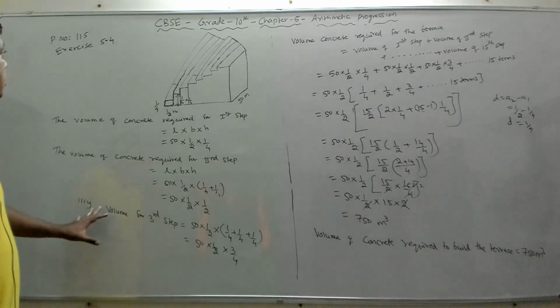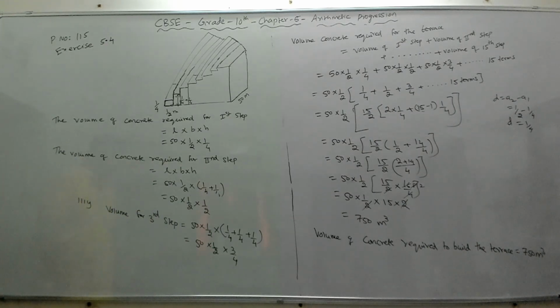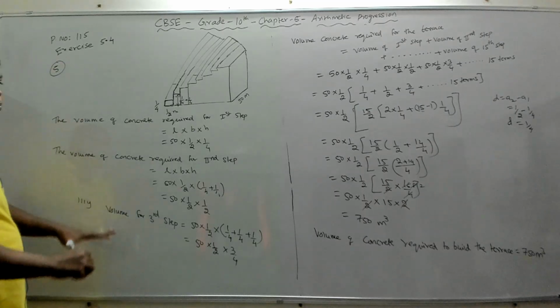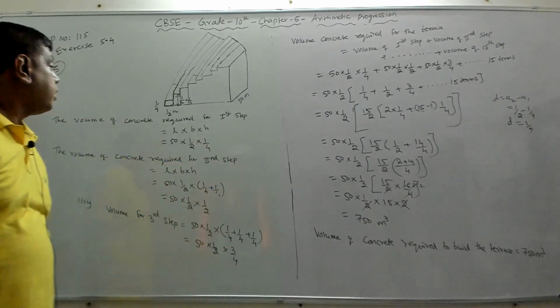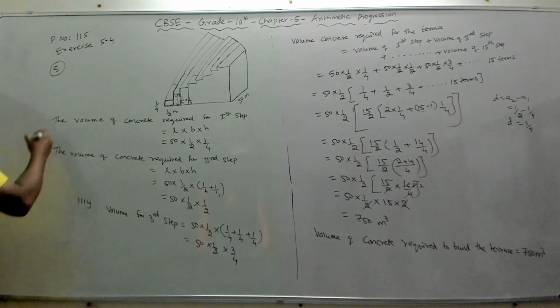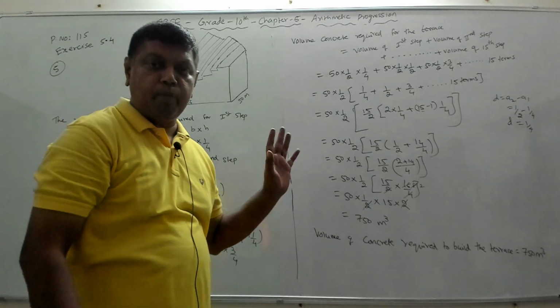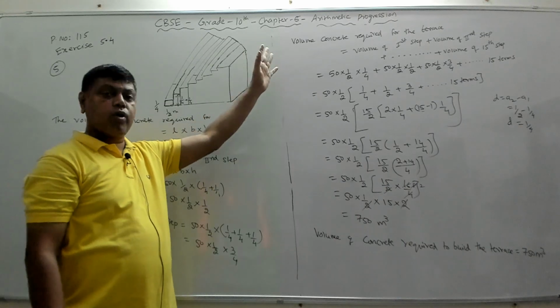Fine. So this completes the exercise 5.4. This is the fifth problem, last problem in your optional exercise 5.4. So you all can copy this, and I will stop the video here. So this completes the arithmetic progression chapter.